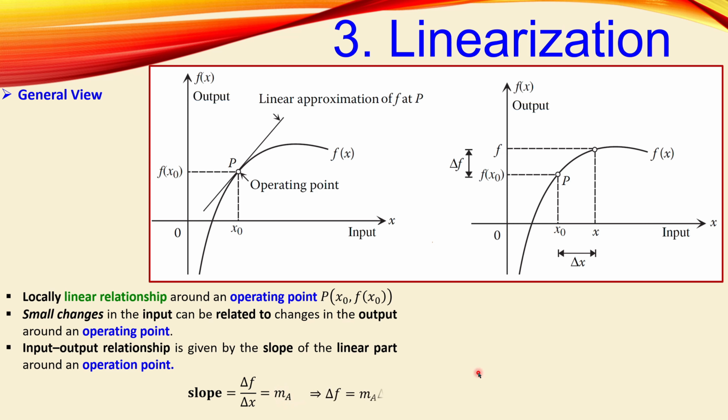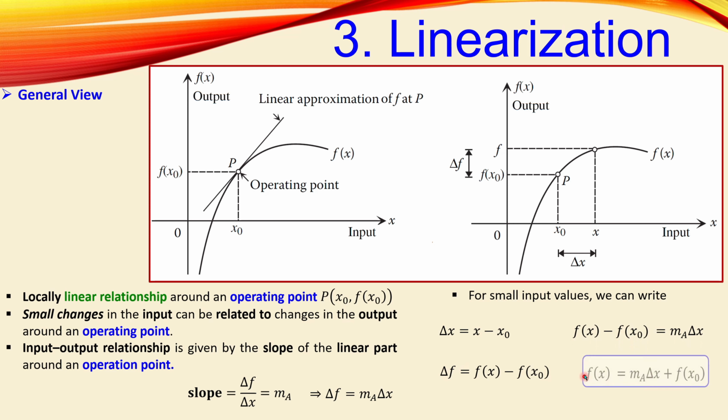Okay. Now we can move on and say that delta f is equal to MA times delta x, which is a general expression for a linearized system. So just a difference in the output is equal to some slope times the difference in the input. So for small input values we can write this, and this for the corresponding output, and we can write it like that, and then have a general form, this one. So if I place this on the left side, I have exactly the same expression as here.